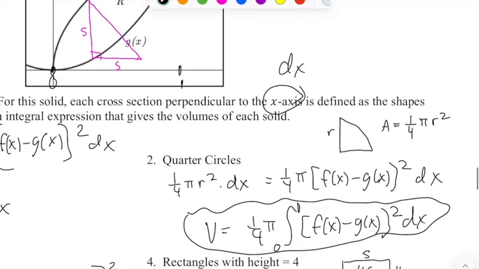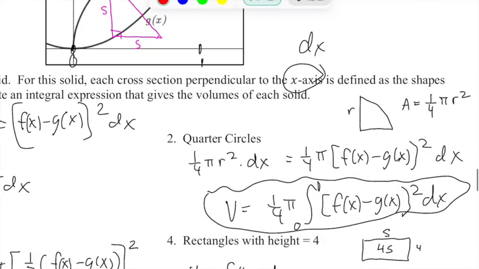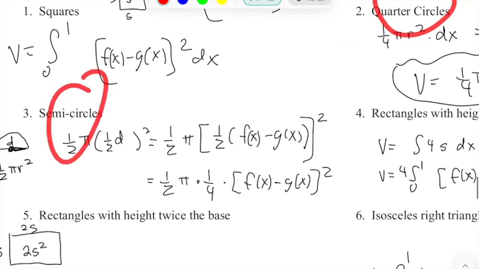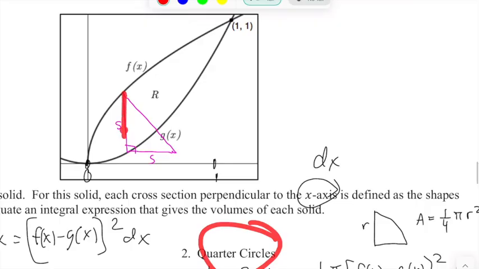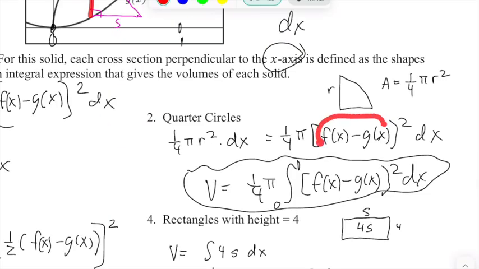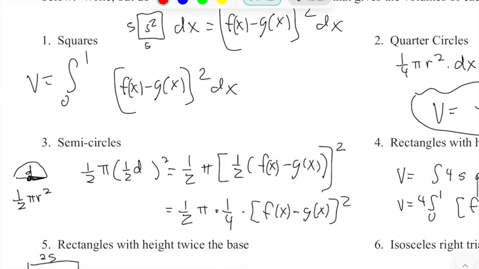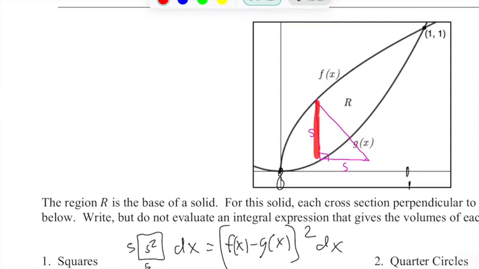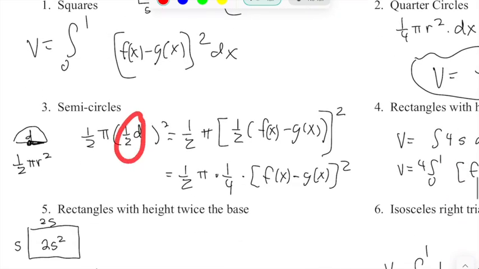The only ones that were somewhat tricky was the difference between the quarter circle and the semicircle. And the reason why is the quarter circle is kind of similar to the triangle. But notice that the radius is the full length from here to here. So that's why we still just use f of x minus g of x, and that's part of the quarter circle part. A semicircle does this, but notice that the f of x minus g of x is the whole thing, and we want half of it. That's why we took half of here.